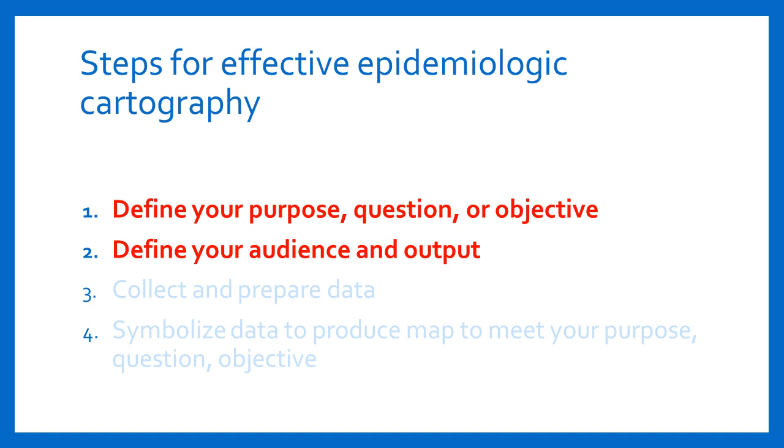And the first two we'll talk about together, and they are being clear about the purpose, question, and objective for which you created the map, and being clear about your audience and the output. Because these two things can drive a map to be completely different in one scenario versus another. But having clarity to yourself about what your purpose, question, and objective are and who your audience is can make a big difference in producing a map that's effective at telling the story of the data.